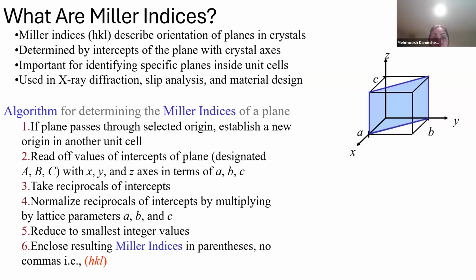Okay. What are Miller indices? Miller indices are shown in parentheses by some numbers, H, K, or L, that we substitute, that describe the orientations of planes in crystals. Why are they important? What should we calculate at first? For calculating that, we should check whether the plane we are considering passes through the selected origin or not.